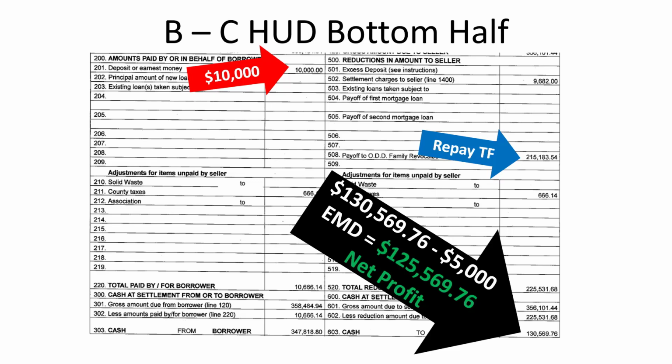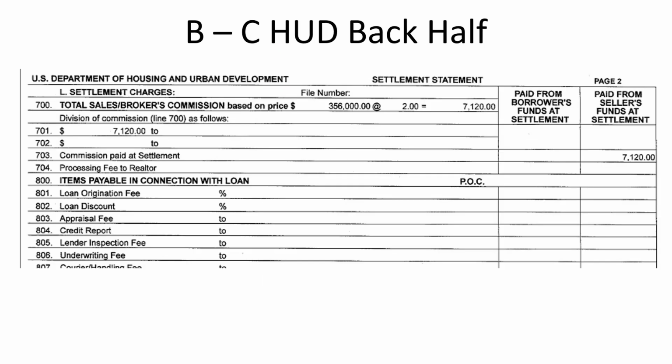And finally, the most important part is, what did he make? He made $130,569.76 less his earnest money deposit, or $125,569.76 net profit.